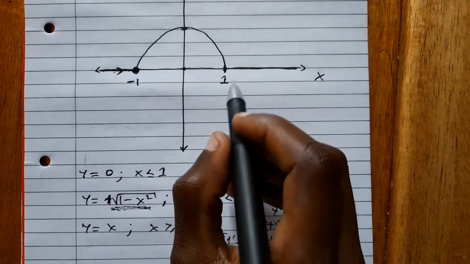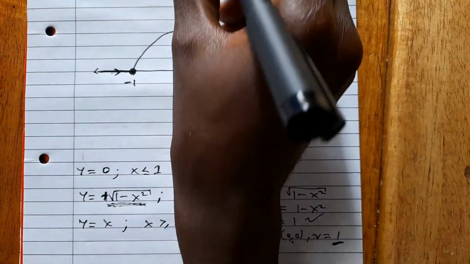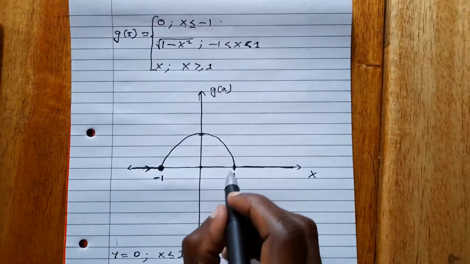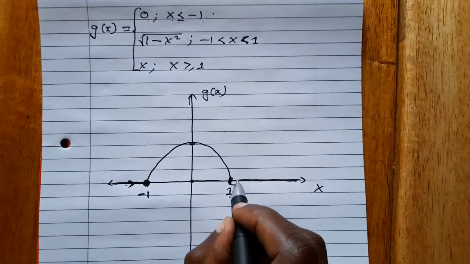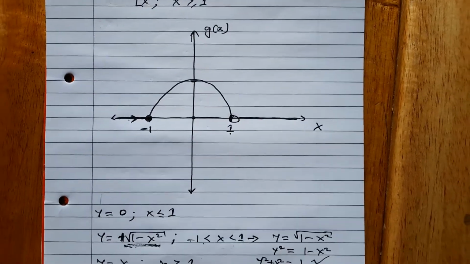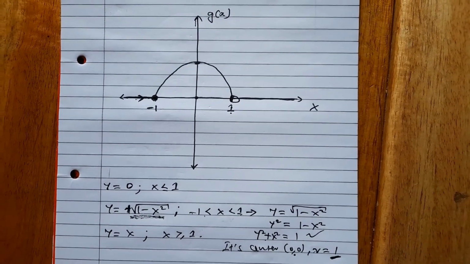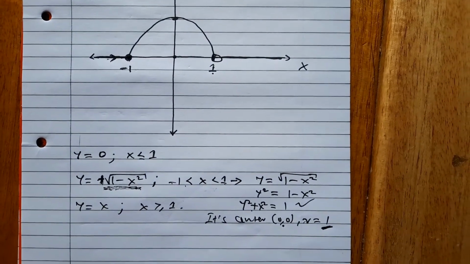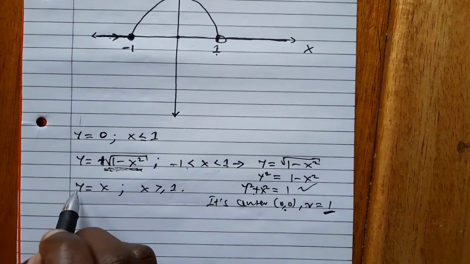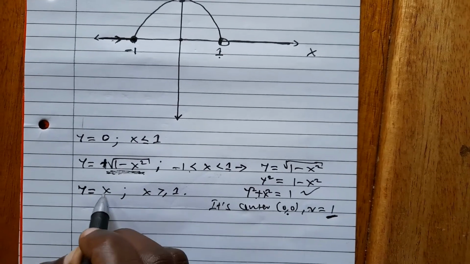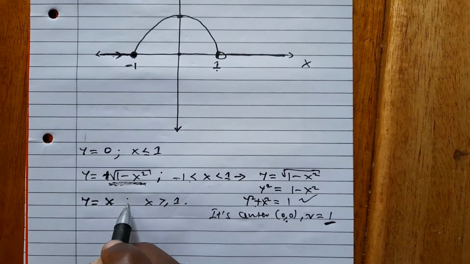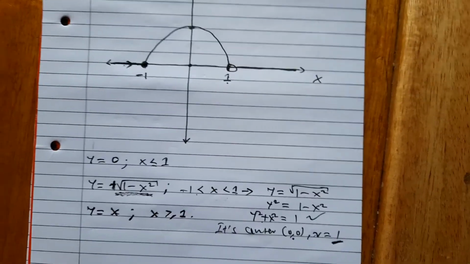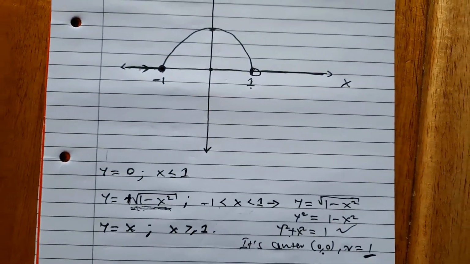Now, what happens at 1? Based on the function, it is less than 1. Meaning here, I'll be having an open loop at 1. I don't have a closed loop. It is an open loop. Let's go to the last part. I told you, this is amazing. The last part is y equals x, such that x is greater than or equal to 1.